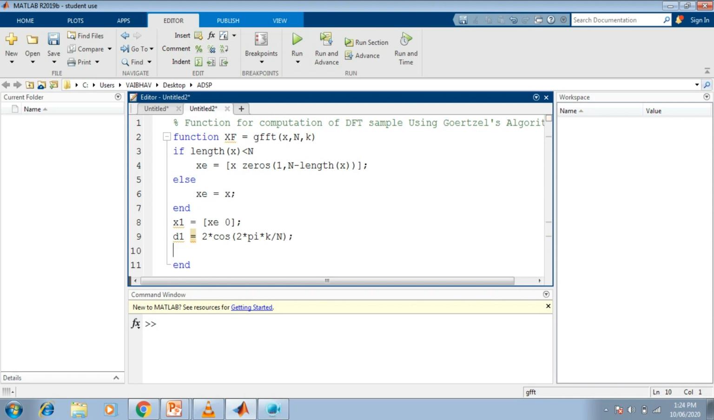Now after this we have the definition of W. The W, the twiddle factor as we mostly refer to it, is basically the exponential component here. So here we make use of exp, and within the parentheses we define it to have the power of negative 1 times i, multiplied by twice the constant pi, further multiplied by small k divided by capital N here.